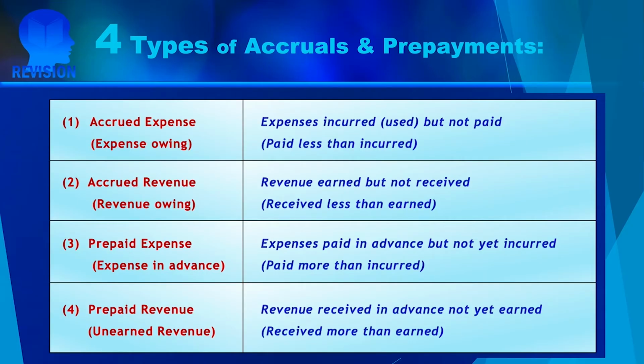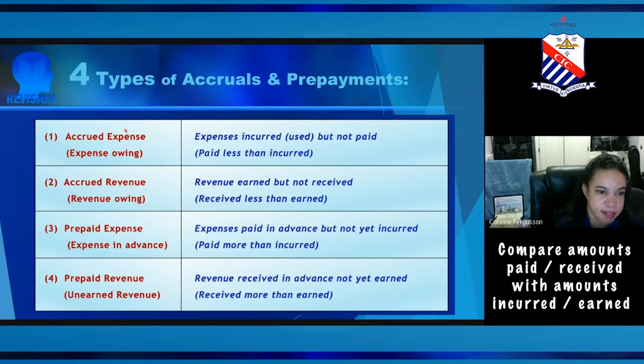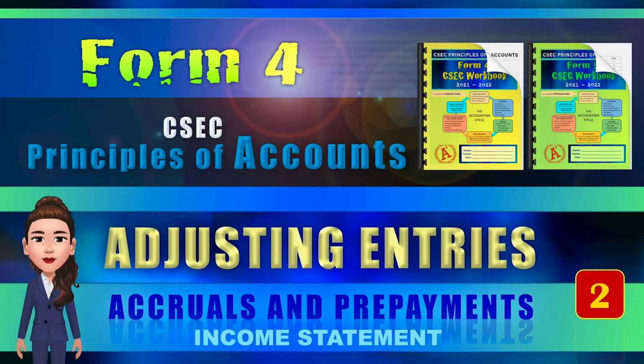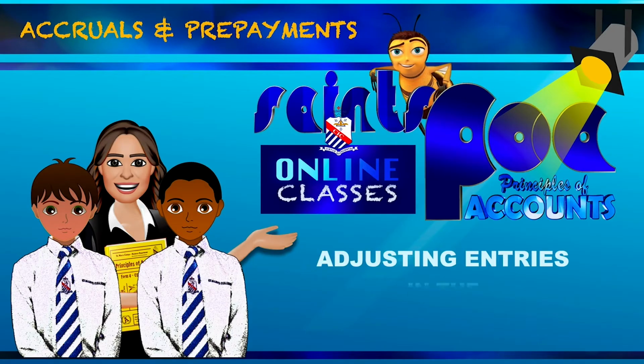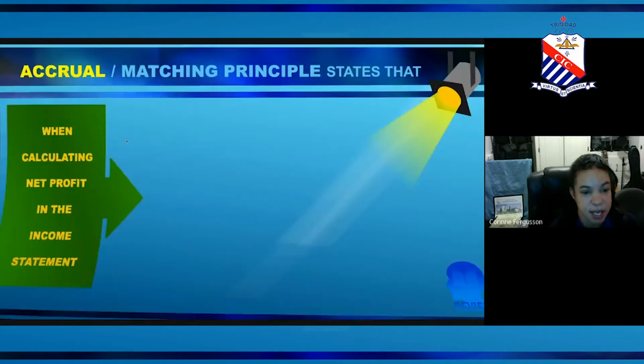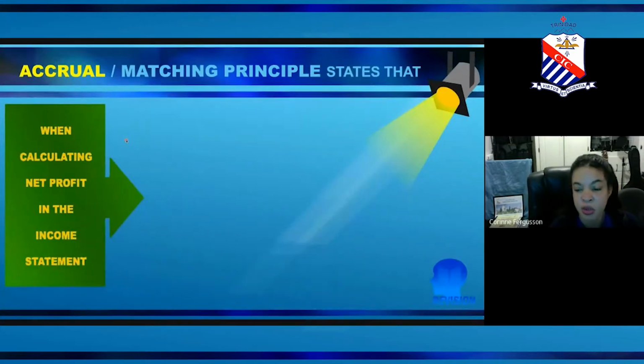Just remember the 4 types: accrued expense, accrued revenue. So you have to identify whether it was an accrual or a prepayment, whether it was an expense or revenue. Now we are going to put it into the income statement. So that is what this class is going to be about, the introduction into it, and finally doing the income statement with it.